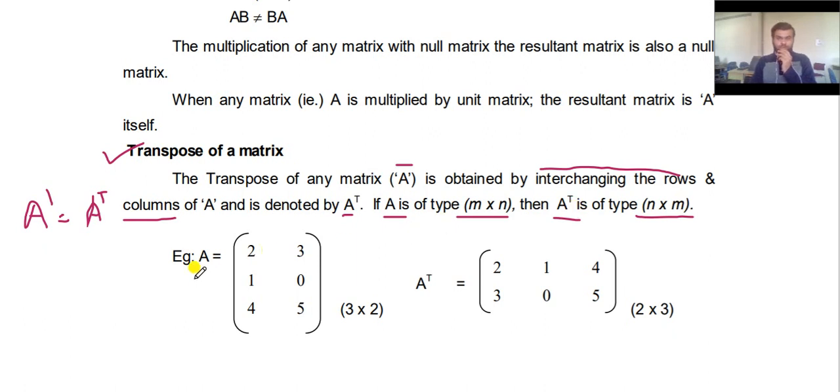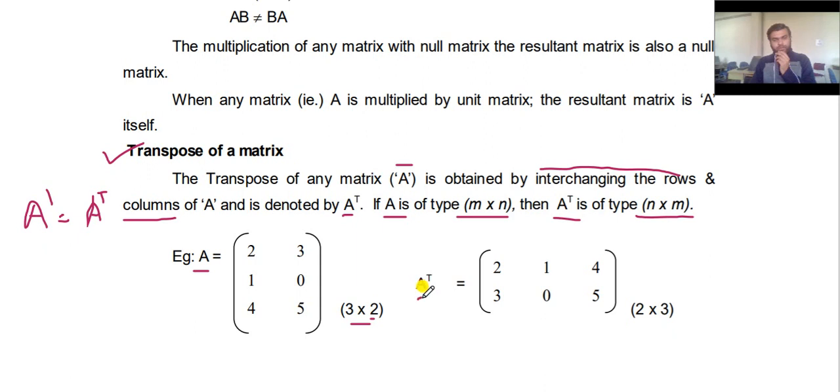So here an example is given. You have a matrix A. The order of this matrix is 3 by 2. There are 3 rows, 1, 2 and 3. 3 are the rows and 2 are the columns. This is the first column and this is the second column.